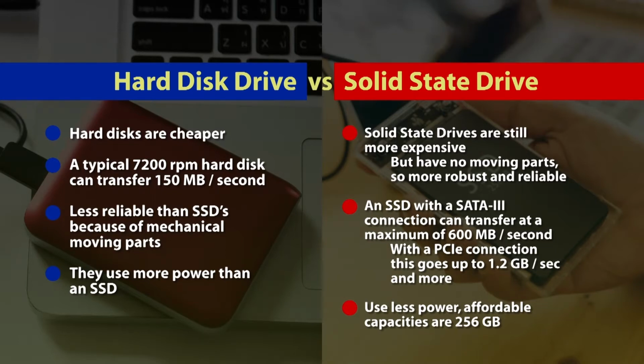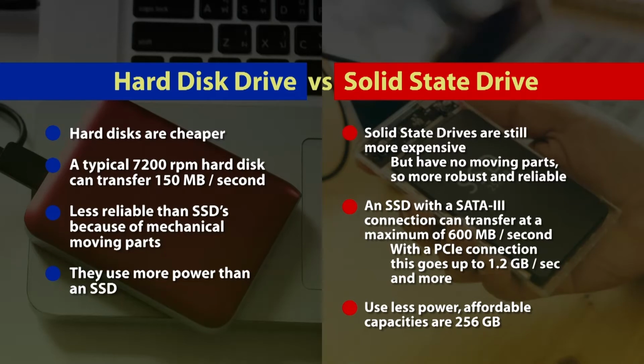When it comes to speed, a typical 7200 RPM hard disk can transfer something like 150 megabytes per second. On the other hand, an SSD with a SATA 3 connection, SATA standing for Serial Advanced Technology Attachment, the interface between the drive and the computer, can transfer at a maximum of 600 megabytes per second. So, if you are using a solid state drive with a SATA 3 connection, you are still limited to 600 megabytes per second of data transfer rate.